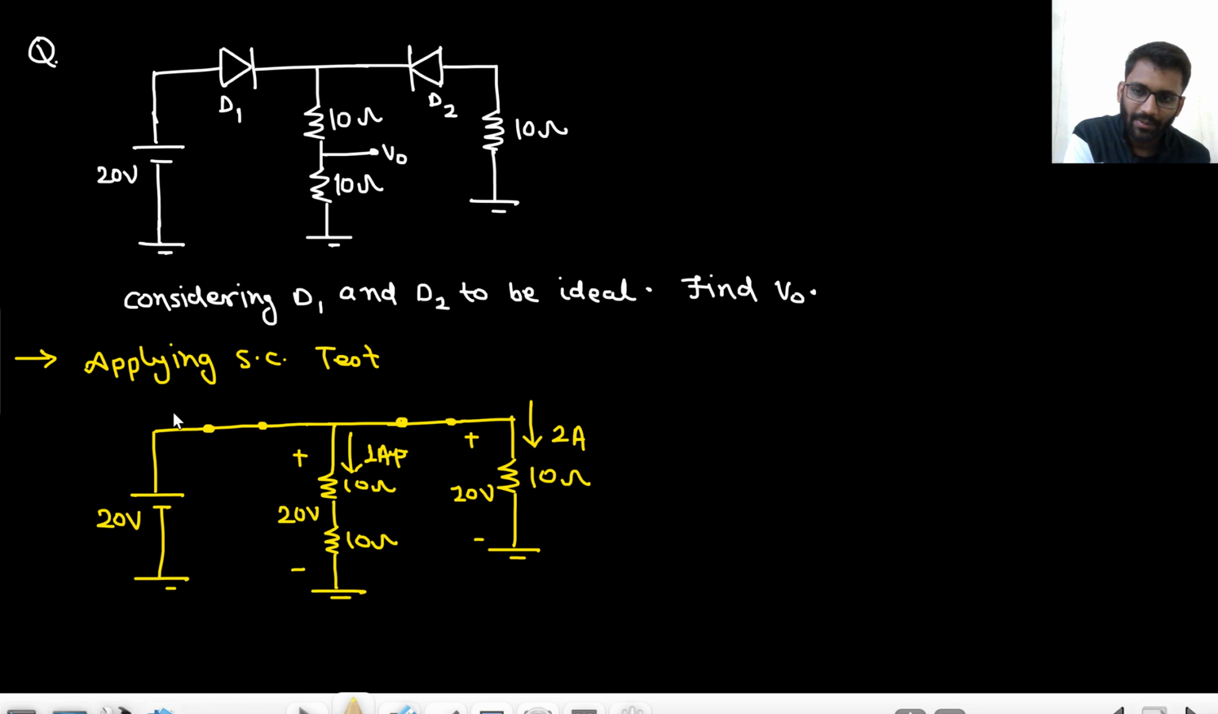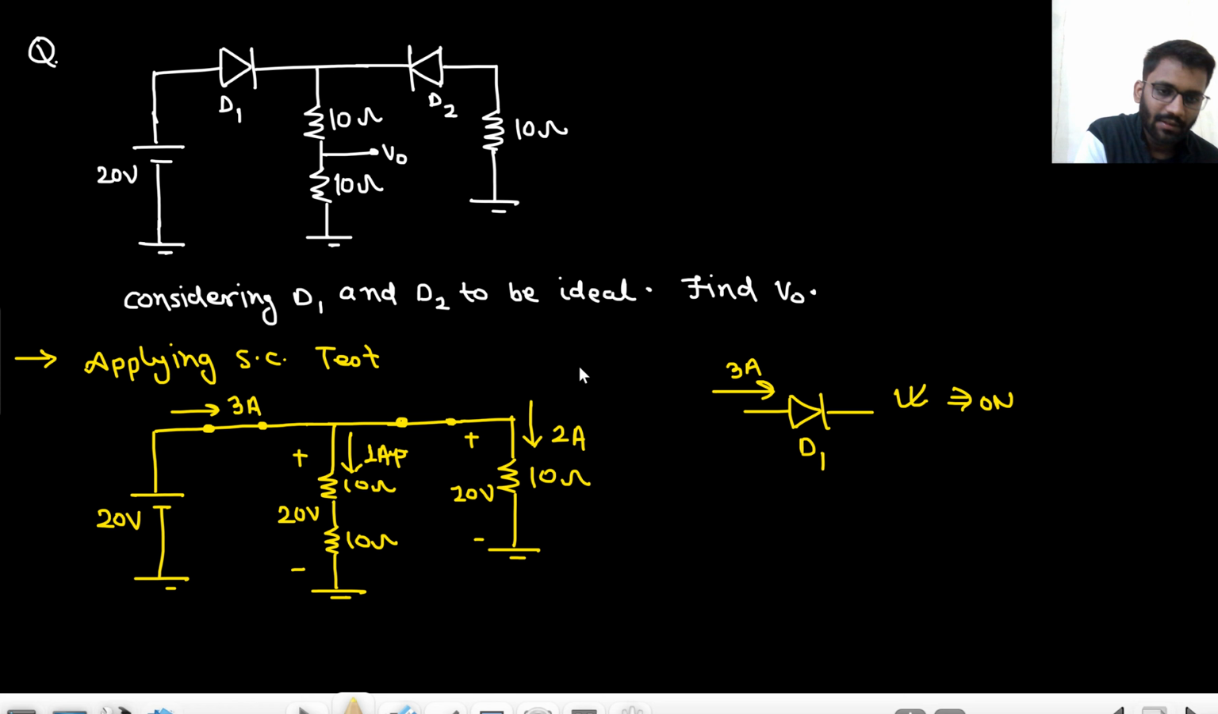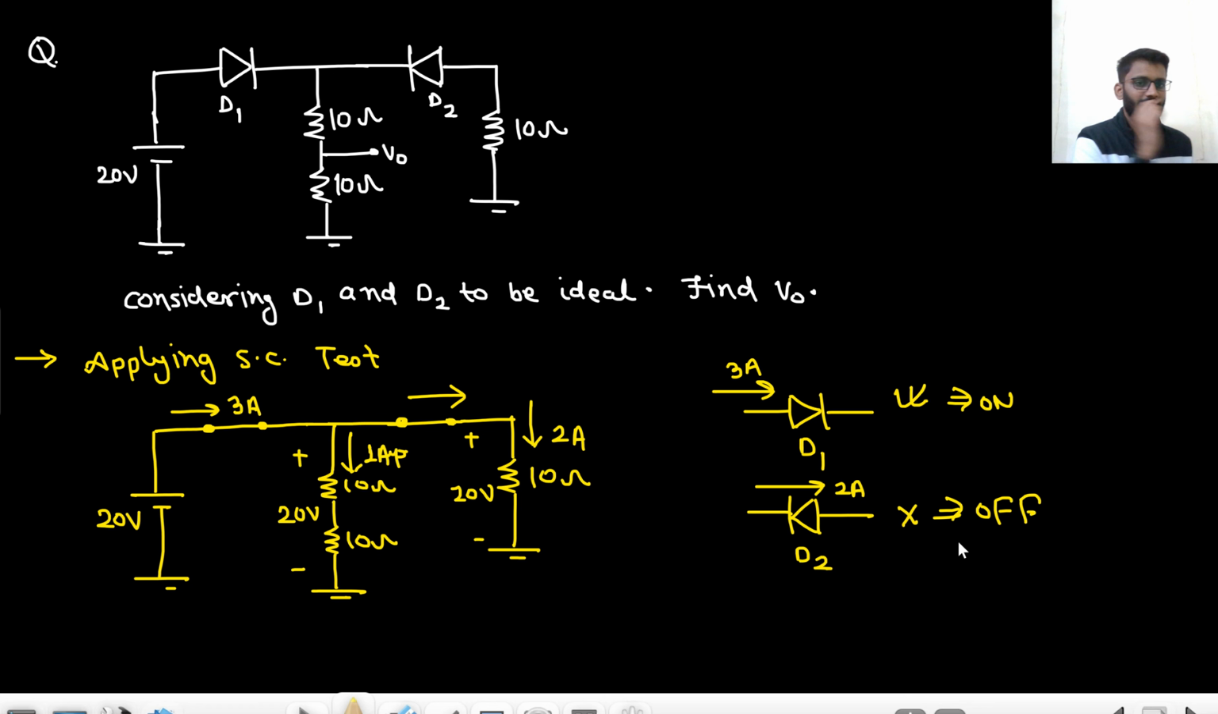Now consider diode D1. In diode D1, what is the condition? In D1, 3 ampere current is flowing this side. That means this is on. In diode D2, what is the condition? This is your diode D2. What is the current flowing? Current is flowing like this, right? So the current flowing is 2 ampere. So this diode is off because the current cannot flow from N to P, right?